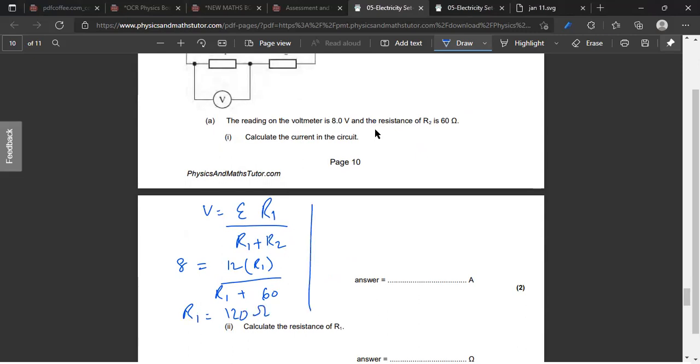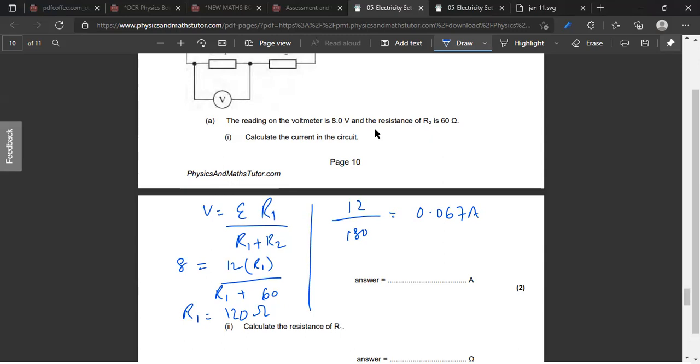And the current in the circuit will be 12 divided by 180. What's 12 divided by 180? It's 1 over 15, or 0.067. It's 6.7 times 10 to the power of minus 2.